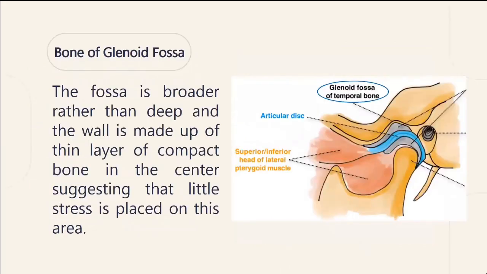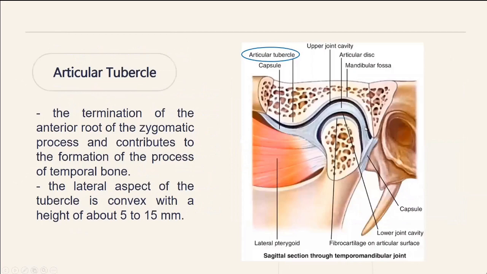Next is the bone of the glenoid fossa. The fossa is broader rather than deep, and the wall is made up of a thin layer of compact bone in the center, suggesting that little stress is placed on this area. So here's the bone of the glenoid fossa.